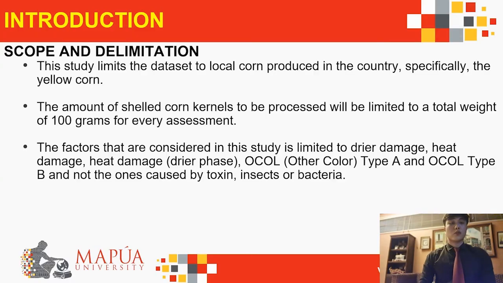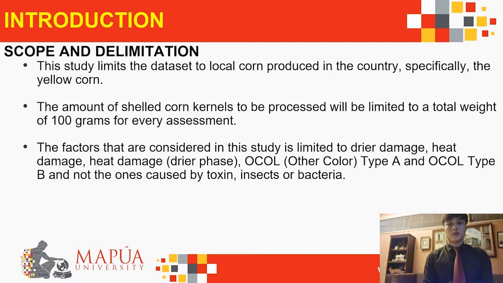Now for the scope and the limitations of our study, the first one is this study limits the dataset to local corn produced in the country, specifically the yellow corn. The white corn is not included in this study because it reduces the number of conflicts that we have on the damage types in our study.